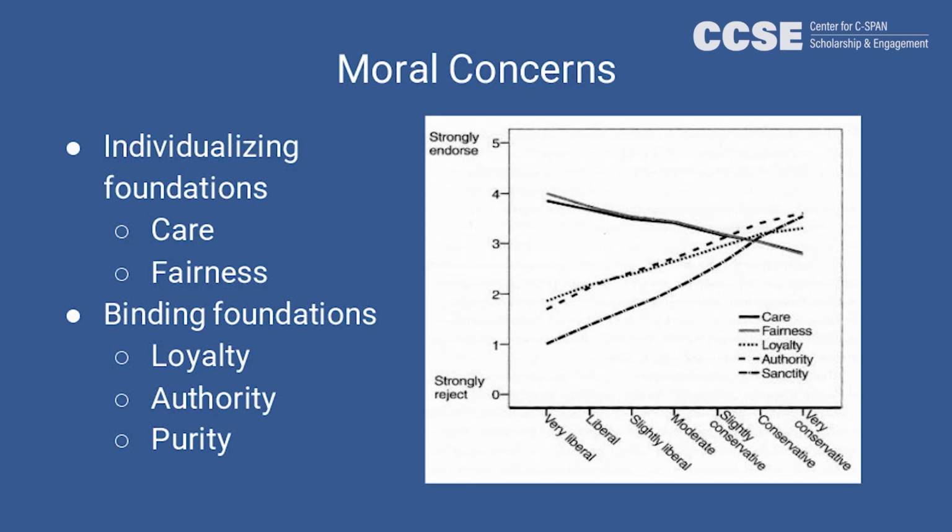Loyalty, authority, and purity are known as the binding foundations. These emphasize respect for hierarchical structures and the promotion of cleanliness. We can also see the ideals of patriotism and self-sacrifice in these binding foundations. These are also closely associated with the ideological right, the GOP, Republicans.